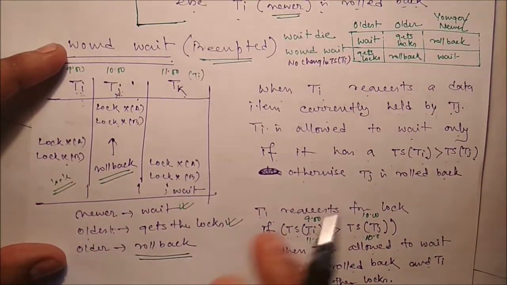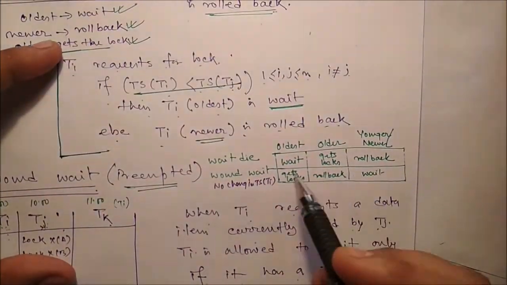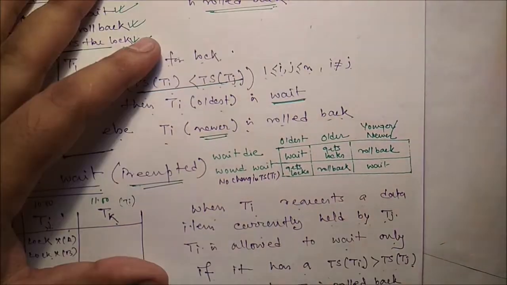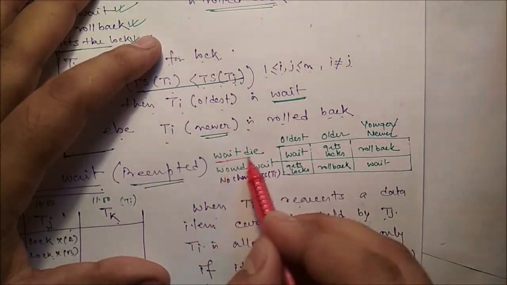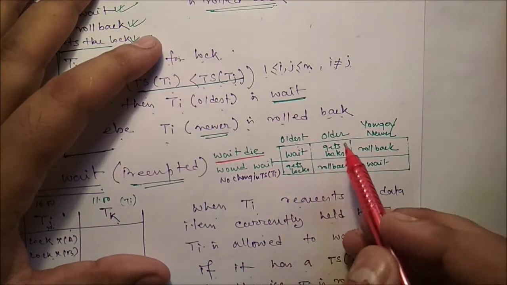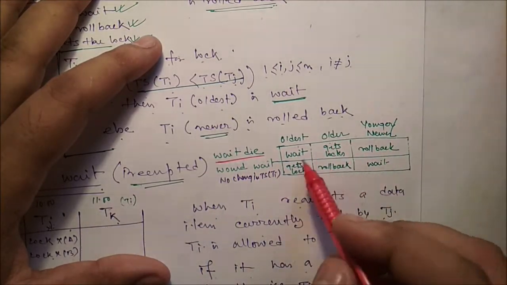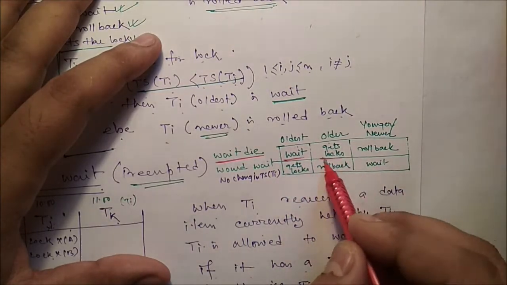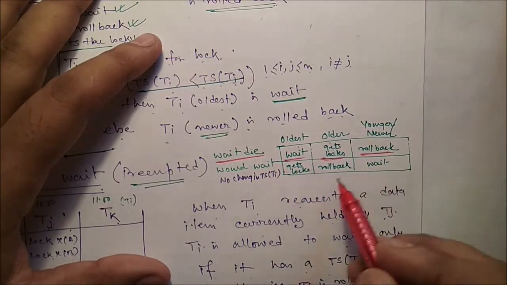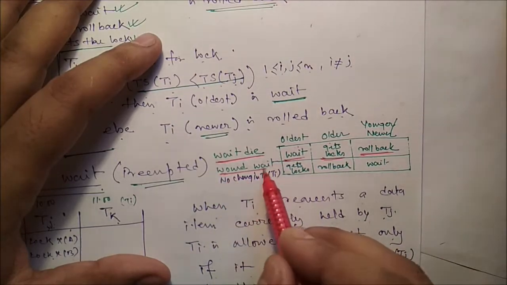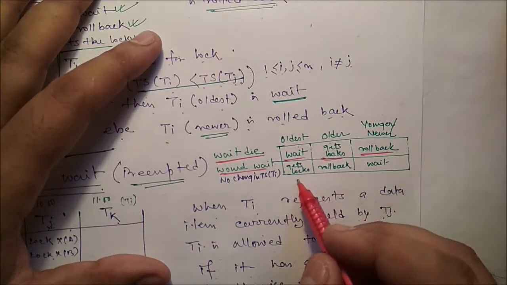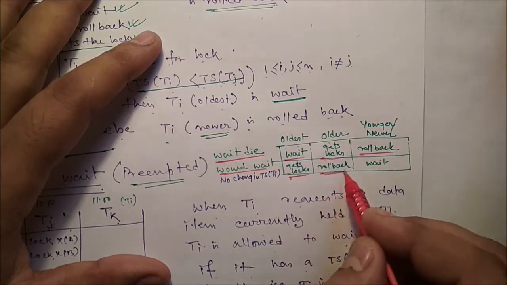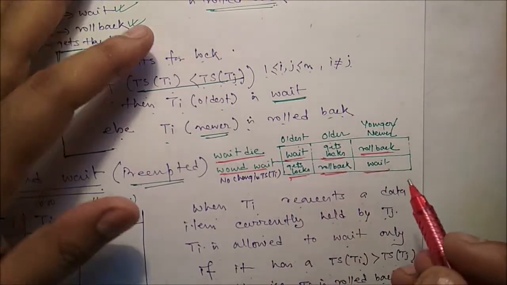Are you getting this one? So if you compare wait-die and wound-wait, we can see in wait-die: oldest, older, and younger, newer. The oldest must wait. If it is older, it gets the lock, and if it is younger, it rolls back. But in wound-wait, the oldest gets the lock, the older rolls back, and the newer, younger must wait.